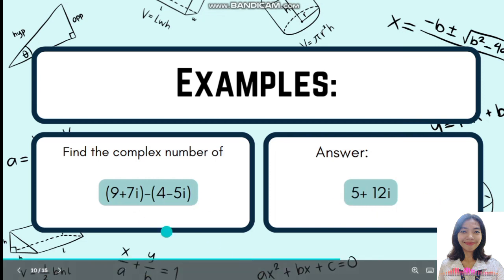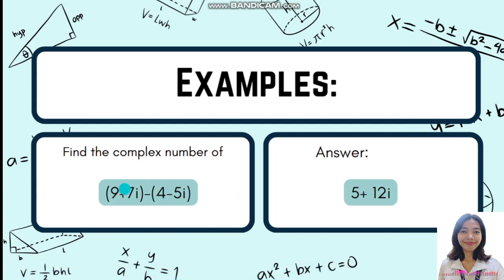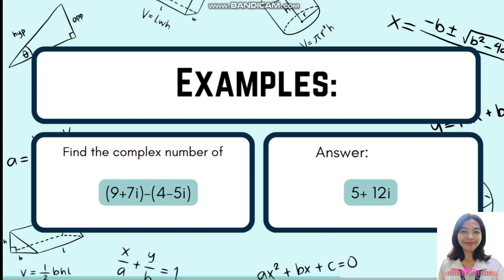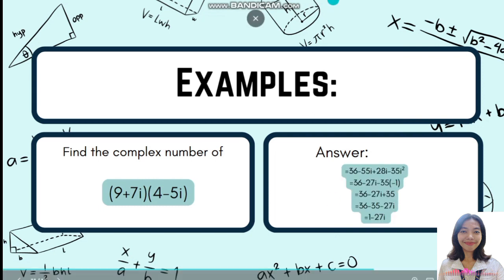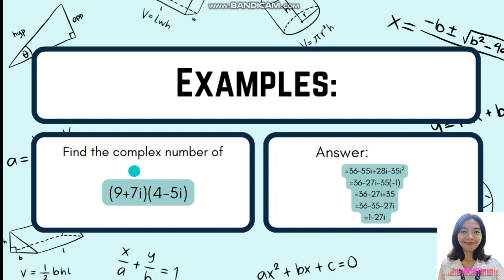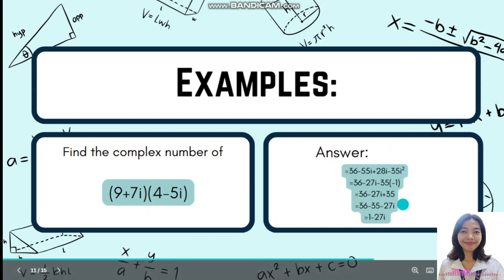So next we have the same problem, but in subtraction form. So subtraction operation: 9 plus 7i minus 4 minus 5i. We have 5 plus 12i as our final answer, sorry. So next we have this multiplication or product: 9 plus 7i times 4 minus 5i. If you are going to use the FOIL method on this one, you can come up with a solution and then do the math. You can actually obtain a final answer of 1 minus 27i.